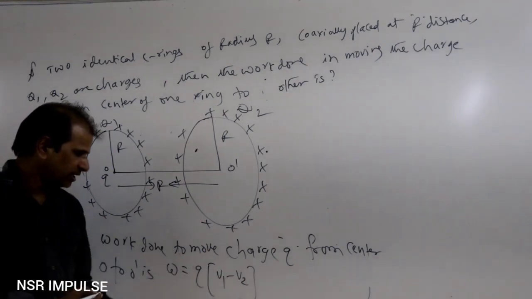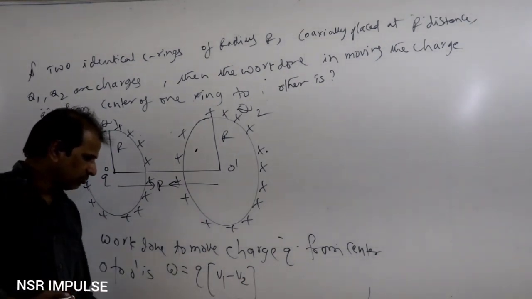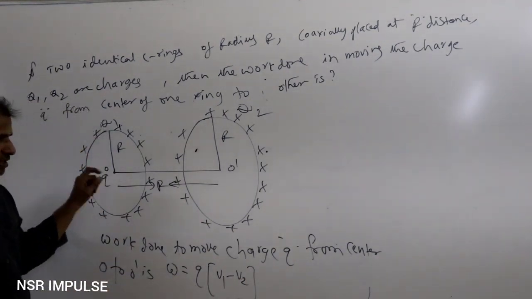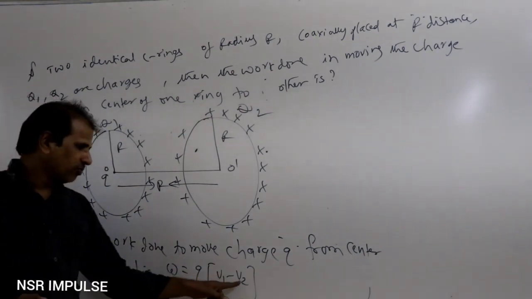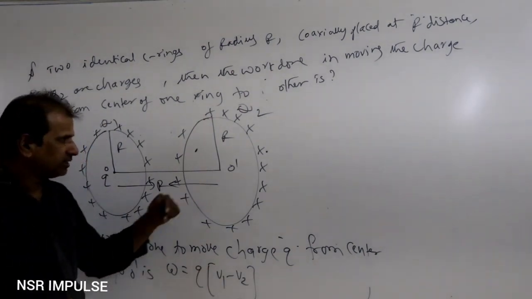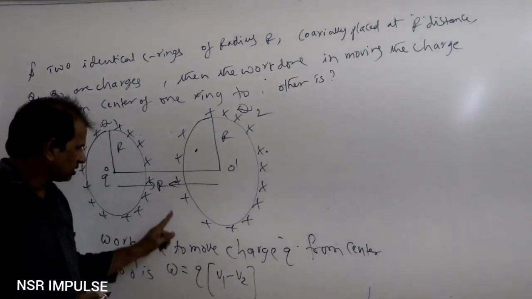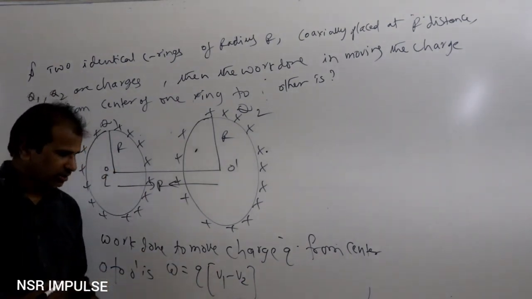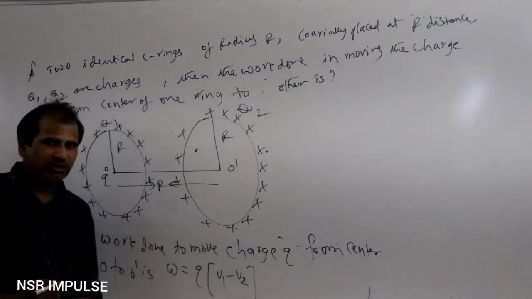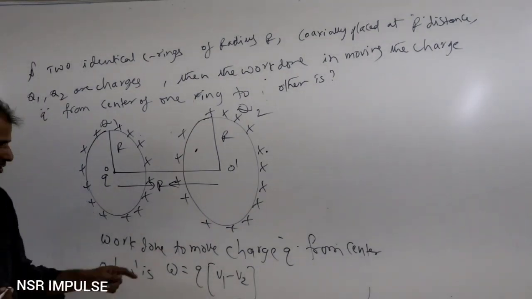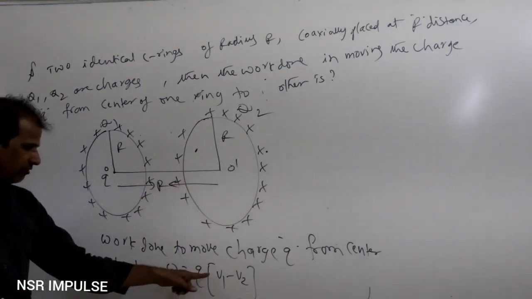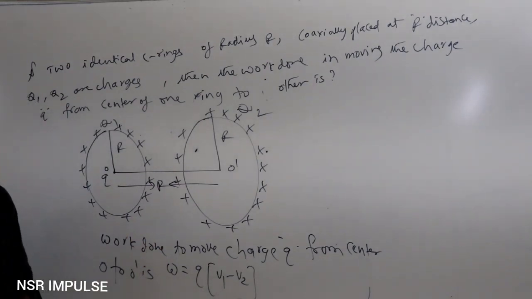Delta V means potential difference, V1 minus V2. V1 is the potential at the center of the first ring, and V2 is the potential at the center of the second ring. So V1 and V2 we have to find. If we substitute, we are going to get the work done.